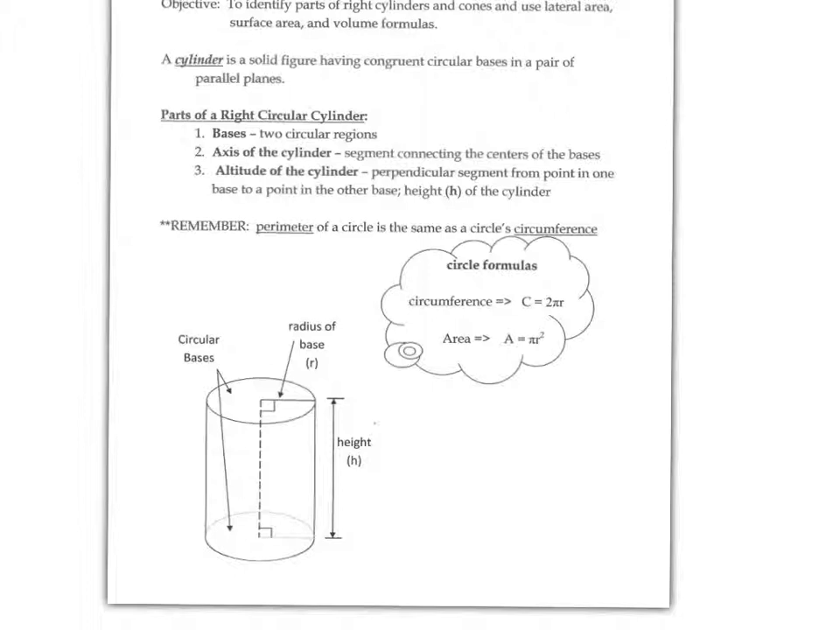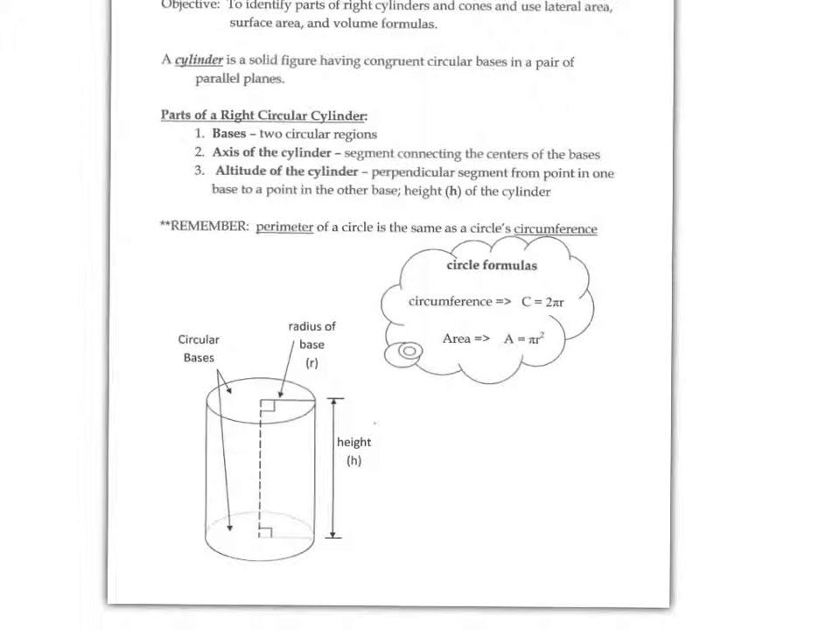All right, so let's look at the parts of the circular cylinder. You have your two bases. The axis of the cylinder is a segment that connects the center points. It's drawn on your picture. That's the axis of the cylinder. And the altitude of the cylinder, or the height of the cylinder. Altitude and height refer to the same thing, and that is the perpendicular segment from a point in one base to a point in the other.